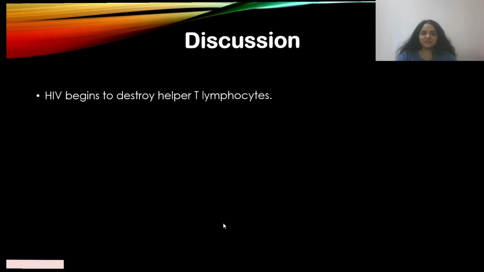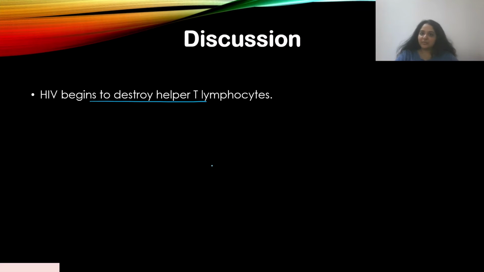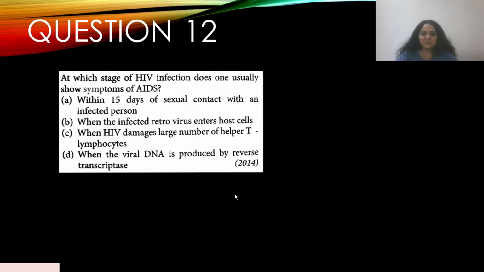We've already discussed this. So HIV begins to destroy the helper T lymphocytes, the CD4 plus cells, right? Now you know that. So this is discussed, we'll move on. See, now it's easier for you to answer these questions, right? Once I've explained HIV replication to you.